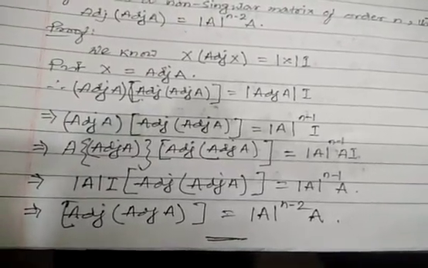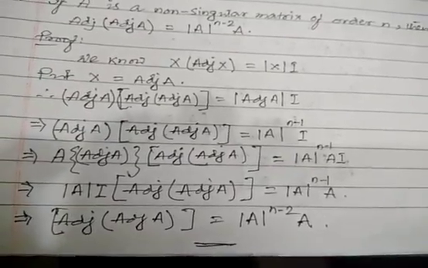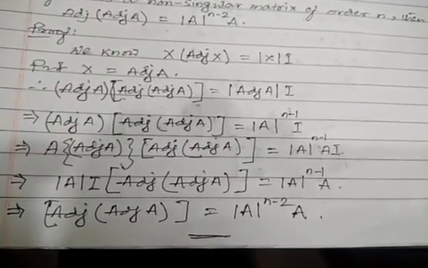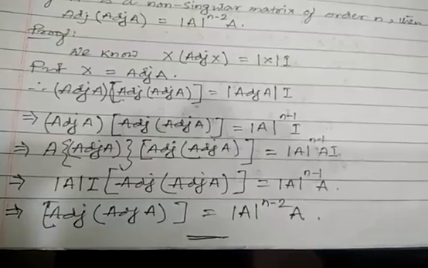So these 8 properties are there. Next class we will discuss some problems related to adjoint and inverse of the matrix.